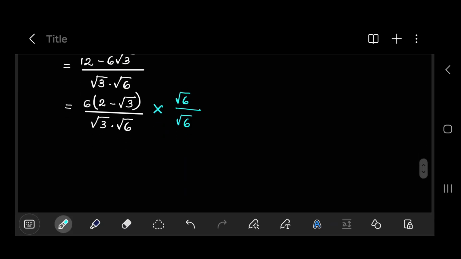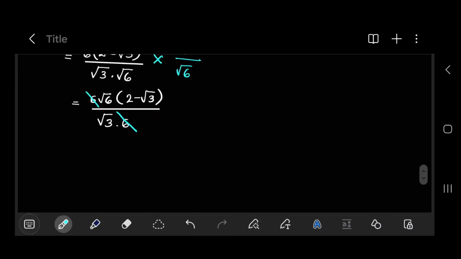Now here's what happened. Multiplying in the numerator, I'm going to have 6 square root 6. Notice how I took the square root 6 and multiplied it with the 6 in front. The bracket stays as is. The denominator, I'm going to have square root 3. But what happens when we take square root 6 times square root 6? It gives us 6. And at this point, the 6 from the numerator and the 6 from the denominator cancel out with each other.